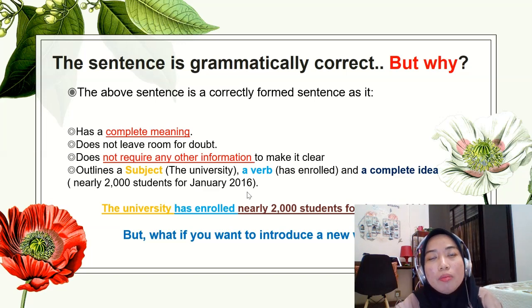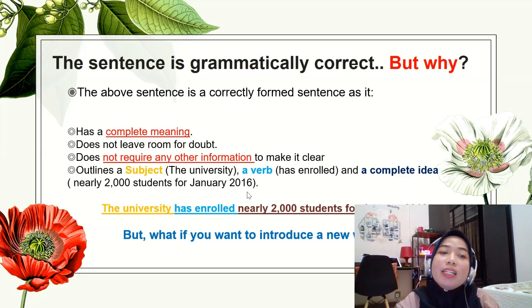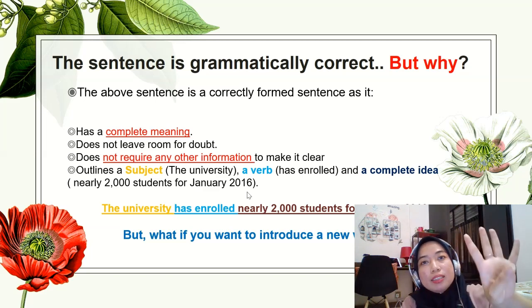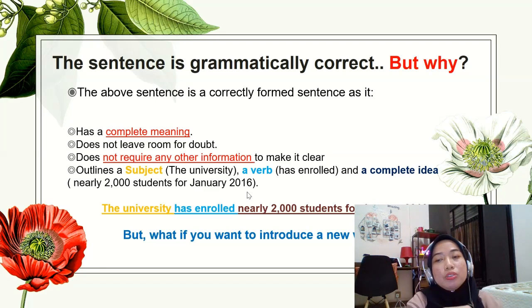So a lot of people say this is a correct sentence, but why? First, because it has a complete meaning. Second, because it does not leave room for doubt, so that you don't ask more questions about it, and does not require any more information to make it clear. And lastly, because it has a subject, it has a verb, and also a complete idea of the whole thing.